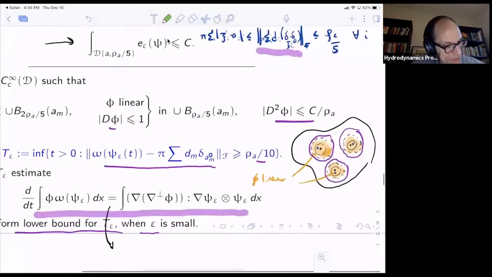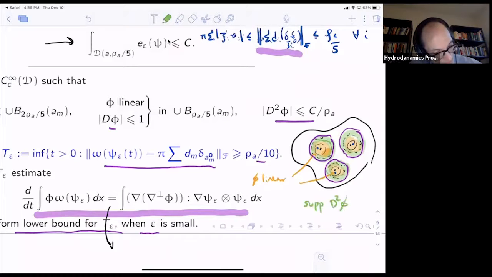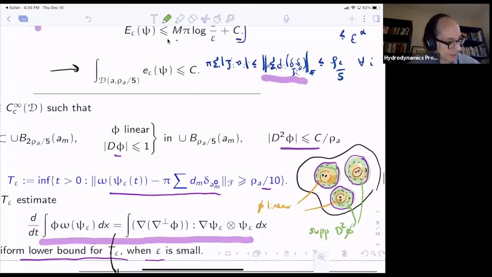Let's do it here. This is the support of phi, and the second derivatives are supported in these annular regions, and in particular, they're bounded away from the centers. In other words, they're contained in this set here, where I can appeal to the earlier lemma to estimate the energy. So they're a distance rho sub a over 5 from the centers, and out there, let's see. Let's take a look.